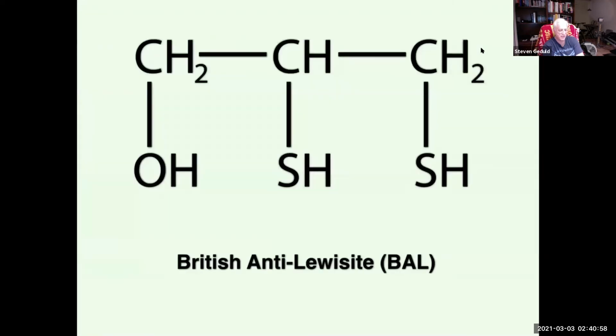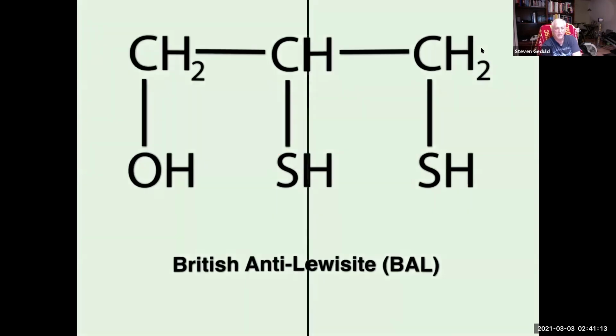Okay, and this is the blue... This is BAL. This is a disulfide with an alcohol group on it. And that's what they used to combat mercury poisoning. Okay, and that's why the gas was never used, because we could combat it.